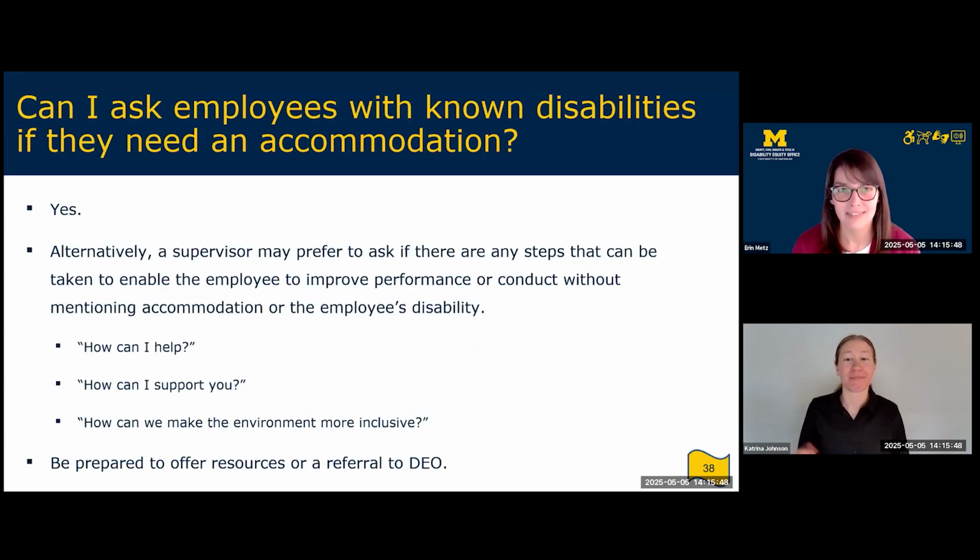And our last question, can I ask employees with known disabilities if they need an accommodation? Yes, of course. However, some supervisors may prefer to ask if there's any step that can be taken to enable that employee to improve their performance without mentioning accommodations. How can I help is a great way to start. Also, how can I support you? And how can we make the environment more inclusive? Simply be prepared to offer resources, how to request accommodations, or a referral to the Disability Equity Office.